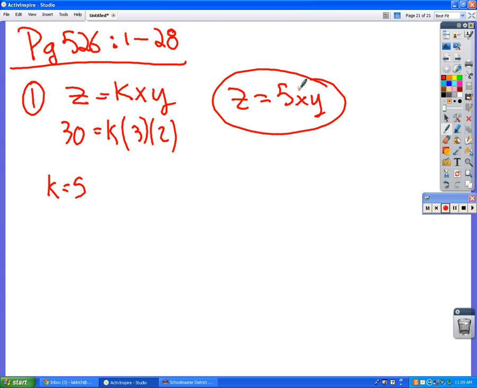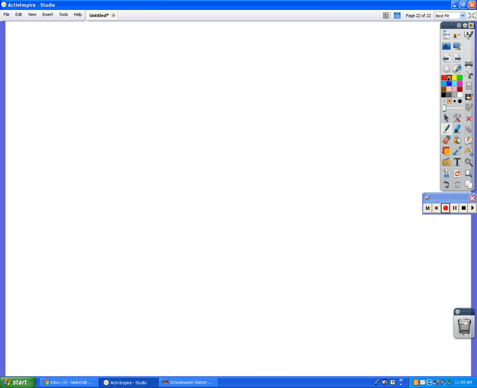Why isn't the answer 5? That's only part of the answer, but the answer is the whole function. All right, now things get even trickier.